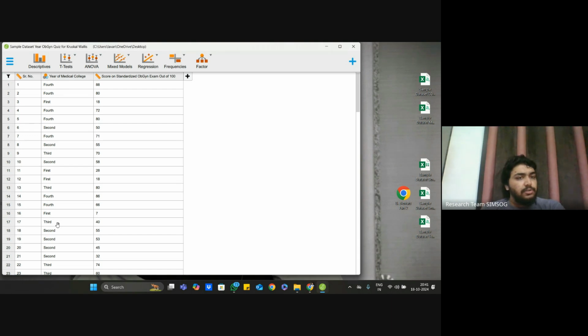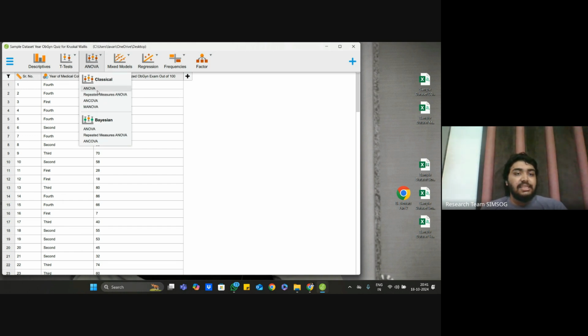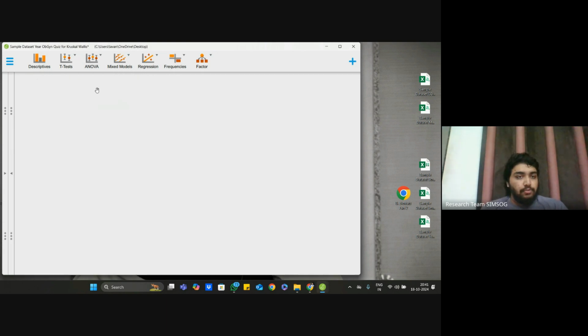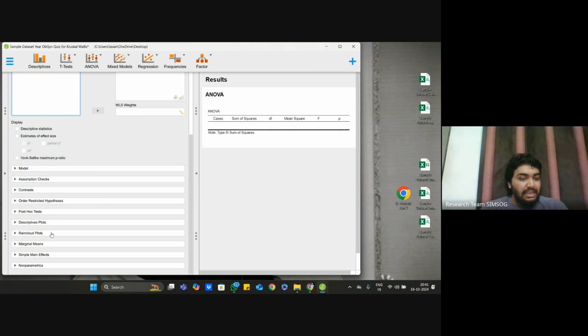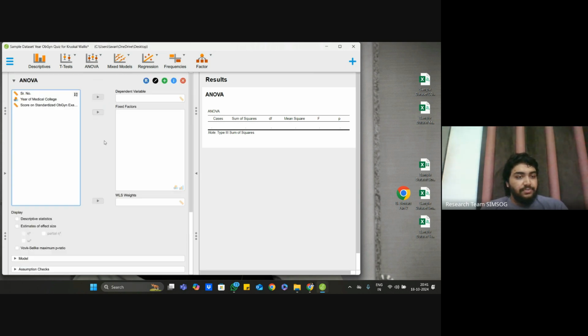But now you have more than two groups here. If it were normally distributed, I would have told you to use an ANOVA. But because it is not normal, we will use a Kruskal-Wallis test. For this also you go to ANOVA. There are so many options here if you see, and essentially you will go here, you will put this here, and this you will put here.